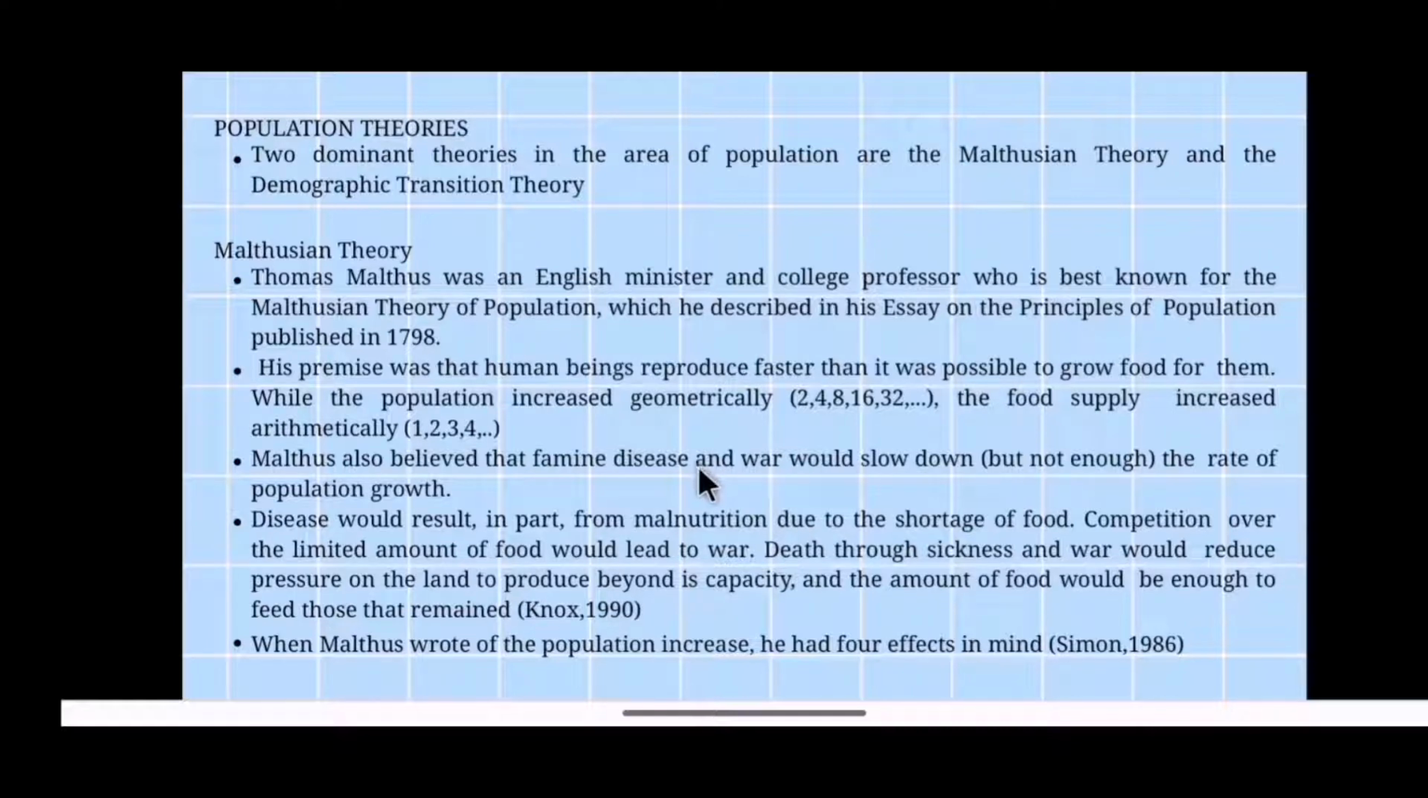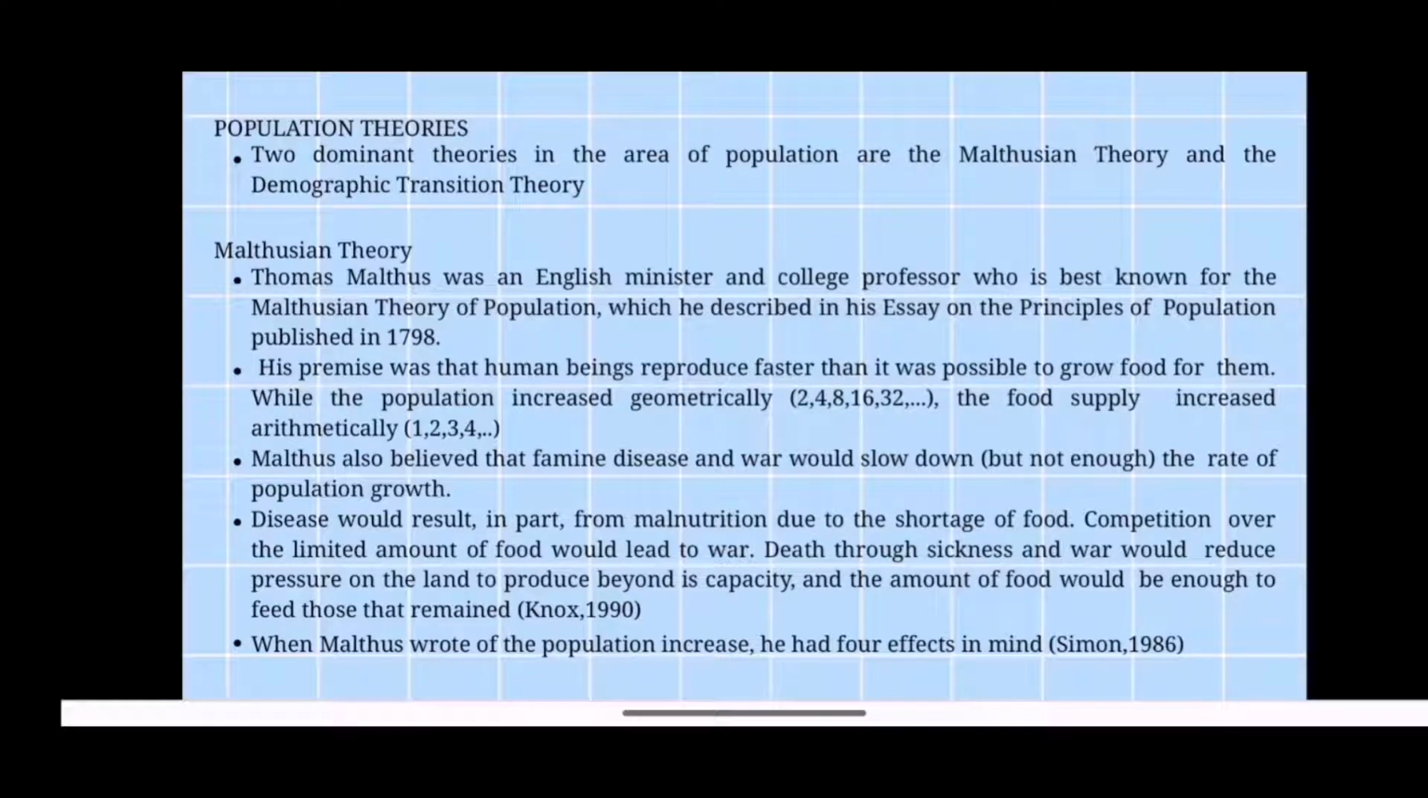Malthus also believed that famine, disease, and war would slow down, but not enough, the rate of population growth. In Malthusian theory, sinaad ni Malthus na ang mga sakit at ang giyera ay maaaring magpababa sa mabilis na pagtaas ng populasyon. Ngunit hindi iyon sasapat sapagkat ang giyera at mga sakit ay pansamantala lamang at maaaring maibsan at masolusyonan. While disease would result in part from malnutrition due to the shortage of food, competition over the limited amount of food would lead to war. Death through sickness and war would reduce pressures on the land to produce beyond its capacity, and the amount of food would be enough to feed those that remained.